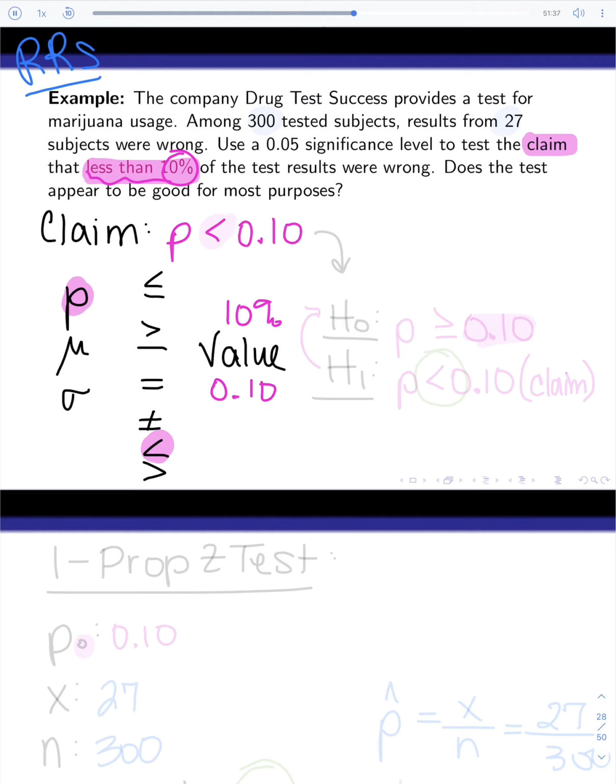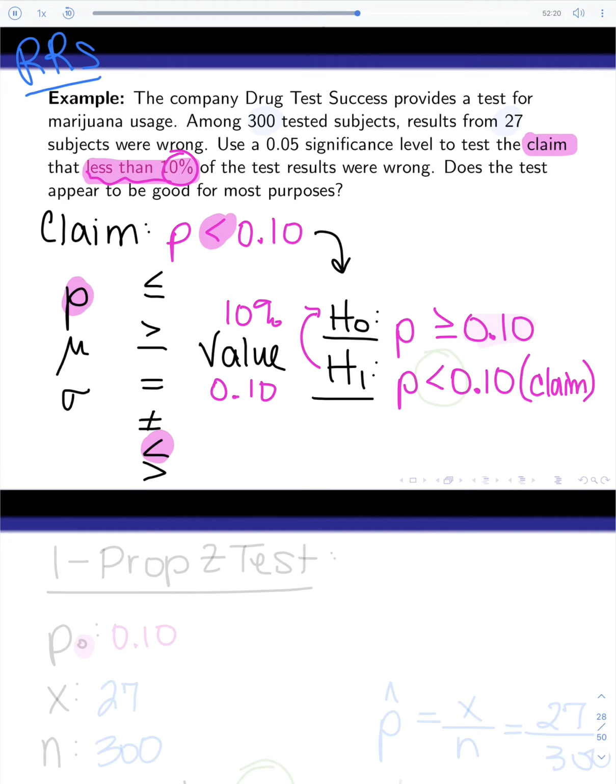The question is, where does this fall? Is it our H naught or our H1? And that's going to be pretty straightforward. Just like before, it's because you have a less than, not a less than or equal to, that you will put this as your H1. And again, go ahead and label this as your claim for helpfulness later. And then that means your null hypothesis will be the complement or opposite, which will be P is greater than or equal to 0.10. Just like before. So nothing else is different at this point.